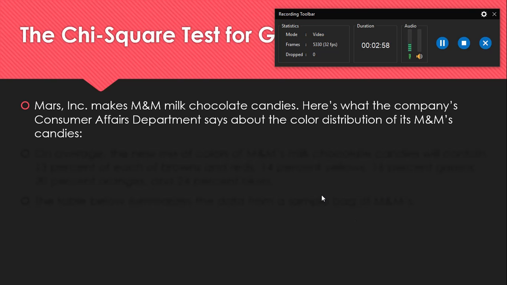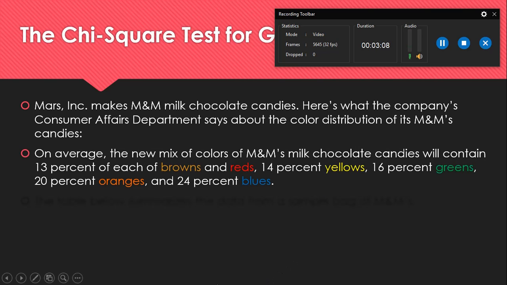So we'll go through our example. It says Mars Inc. makes M&M milk chocolate candies. Here's what the company's consumer affairs department says about the color distribution of its M&M's candies. On average, the new mix of colors of M&M's milk chocolate candies will contain 13% of browns and reds, 14% yellow, 16% green, 20% orange, and 24% blue.